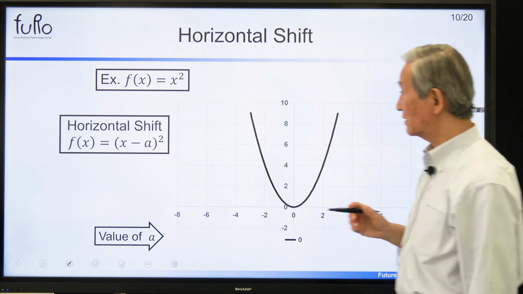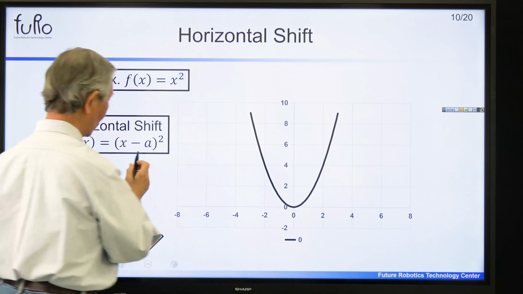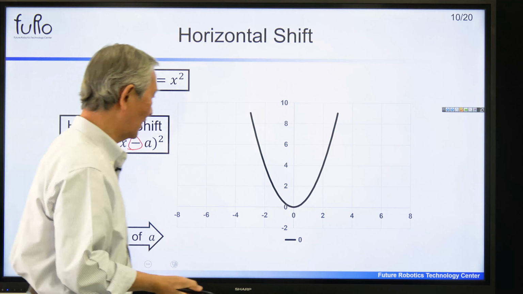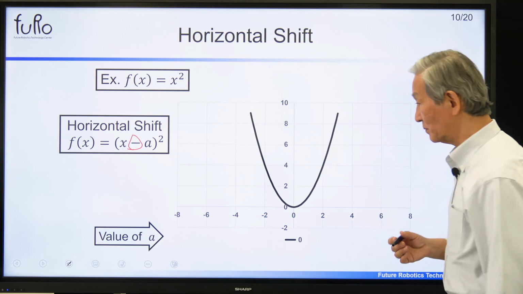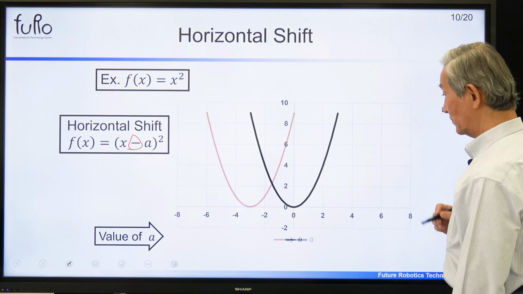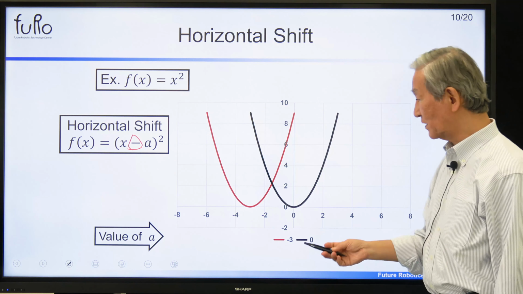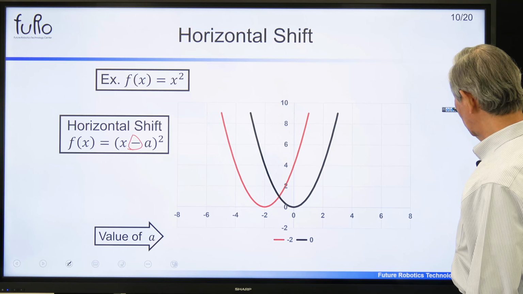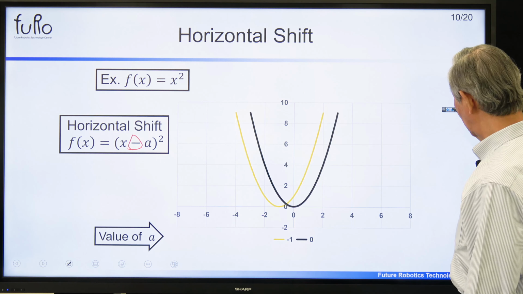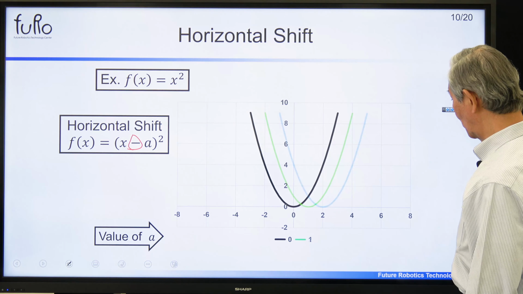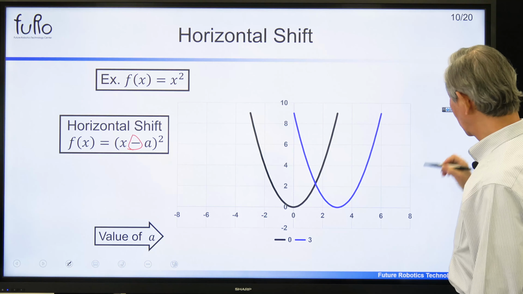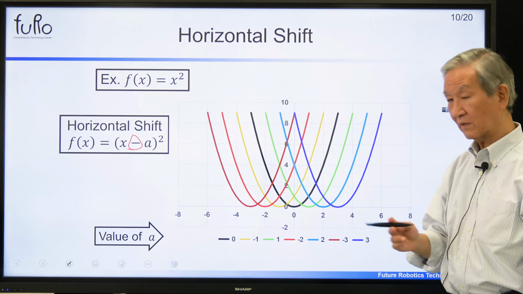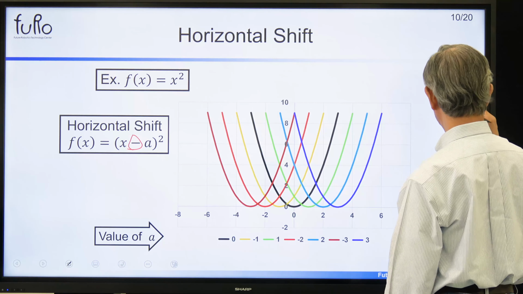Well, how about this one here? You are subtracting a. What's going to happen? All right, the value of a. If this is minus 3, it goes that way. And minus 2, minus 1, and 1, 2, 3. So altogether, it looks like this one here. As you can see, this is a horizontal shift.